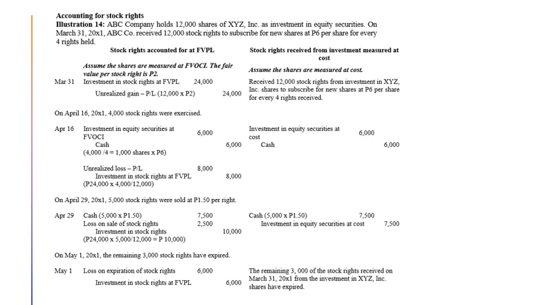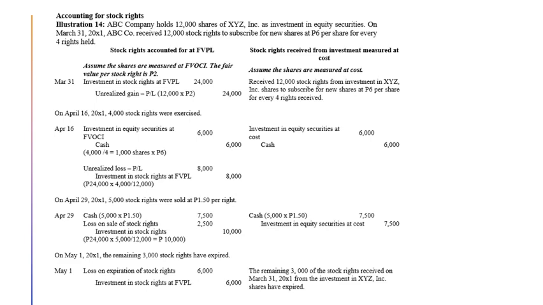On May 1, dahil hindi naman niya ginamit, hindi niya binenta, na-expire na lang yung stock rights. So, record the loss on expiration of stock rights, 6,000 and credit investment in stock rights at FVPL. So, paano siya kinompute? So, yung original is 24,000, di ba? Minus yung nagamit na 8,000, minus yung binenta na 10,000. So, ang natira na lang ay 6,000 pesos.